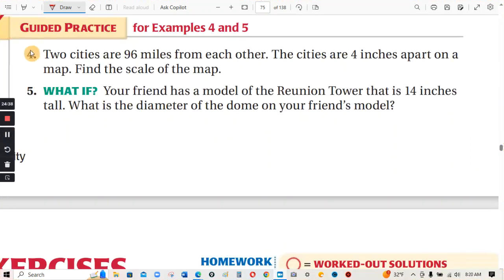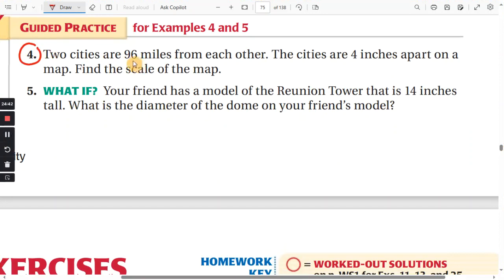All right, please try guided practice problem number 4. 2 cities are 96 miles from each other, and they're 4 inches apart on a map. Find the scale of the map. All right, so basically it's pretty simple. Just reduce that fraction until you get a 1.